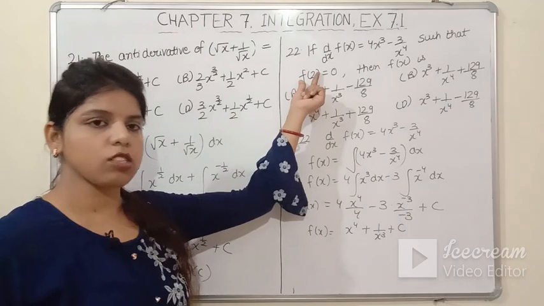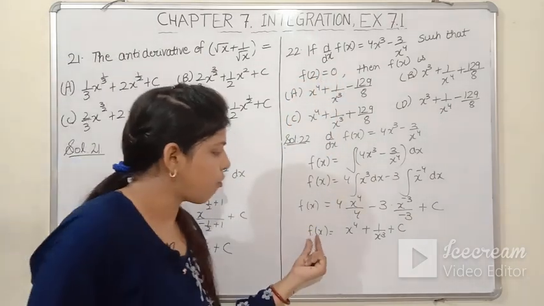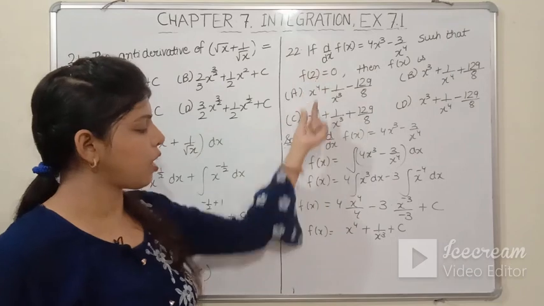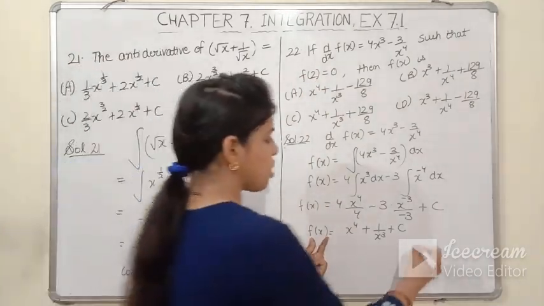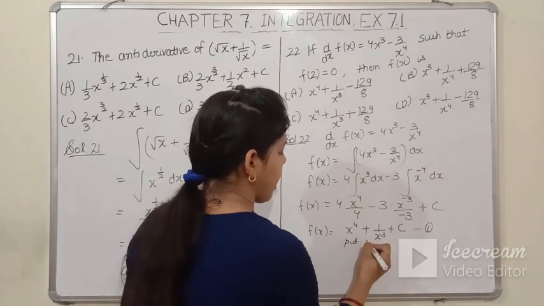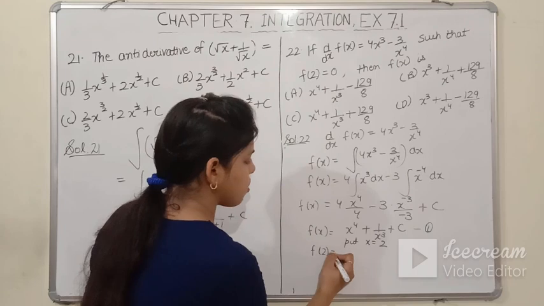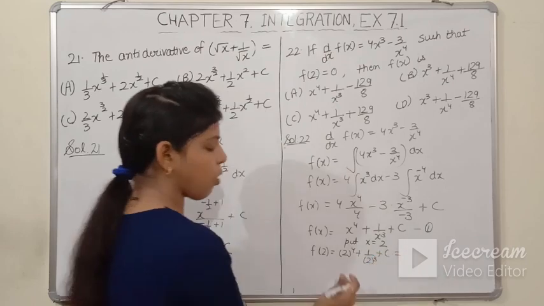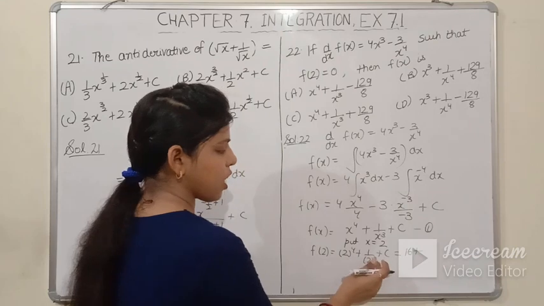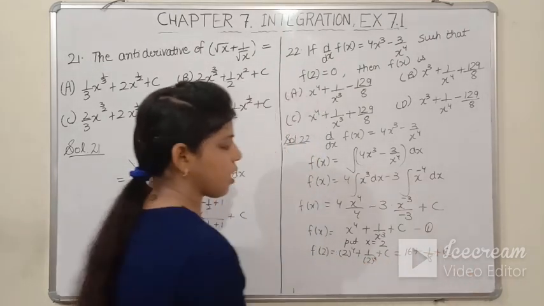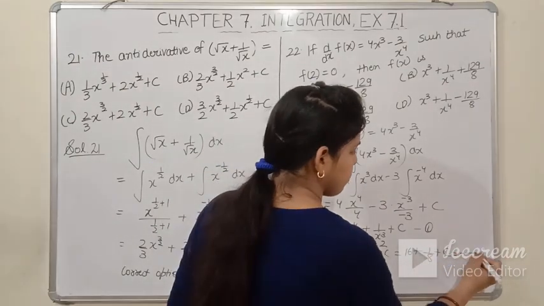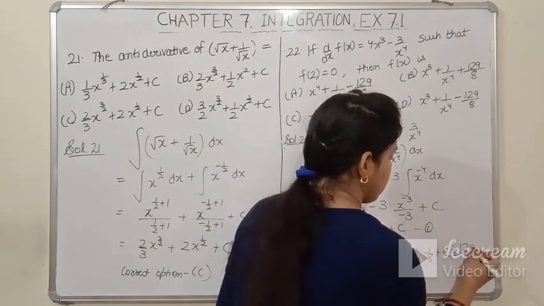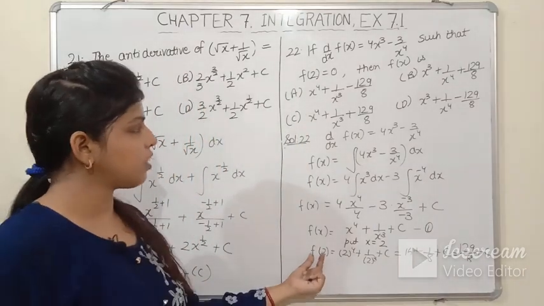But in this question, it is also given that f of 2 is equal to 0. F of 2 is equal to 0, that means we have to put the value of x is equal to 2. Just compare this f of 2 and f of x, that means we have to put x is equal to 2. So just mark this equation as 1 and put x is equal to 2. What do I get? F of 2 is equal to, putting x is equal to 2, what do I get? Which is going to be 2 raised to power 4, that is 16, plus 1 upon 2 raised to power 3, which is 8, plus c. Now taking the LCM, I get 8. 16 into 8 is 128. 128 plus 1 is 129 by 8 plus c.